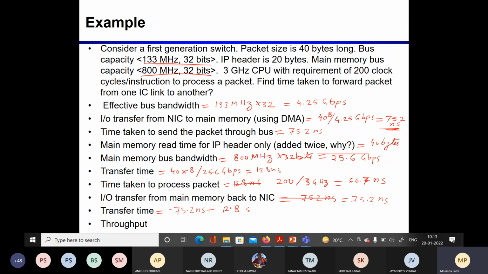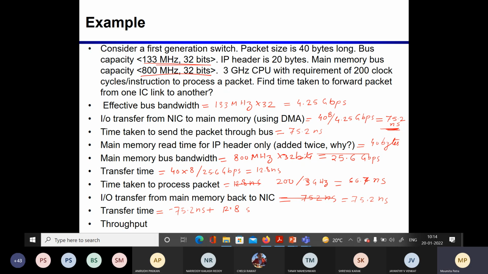What is the switch throughput? How will you find out? Ma'am, 40 bytes by the transfer time. So you are saying that for one packet this will be there, or how are you going to calculate this? Every packet which is of 40 bytes, we need that much. 40 bytes by the transfer time, right?